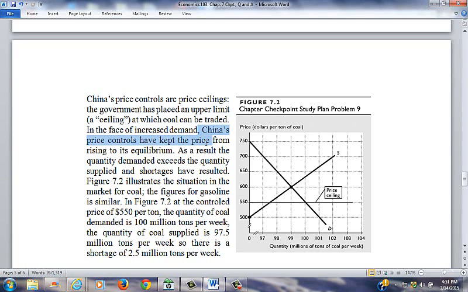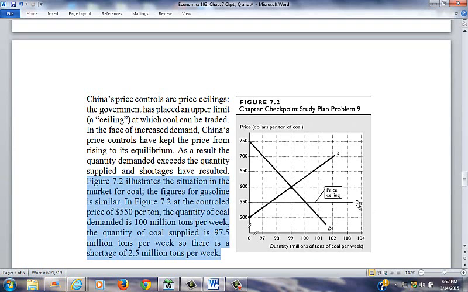In the face of increased demand, China's price controls have kept the price from rising to its equilibrium. As a result, the quantity demanded exceeds the quantity supplied, and shortages have resulted. Figure 7.2 illustrates the situation in the market for coal. The figures for gasoline would be similar. In figure 7.2, at the controlled price of $550 per ton, the quantity of coal demanded is 100 million tons per week. See where the price ceiling intersects the demand line there, 100 million tons of coal.